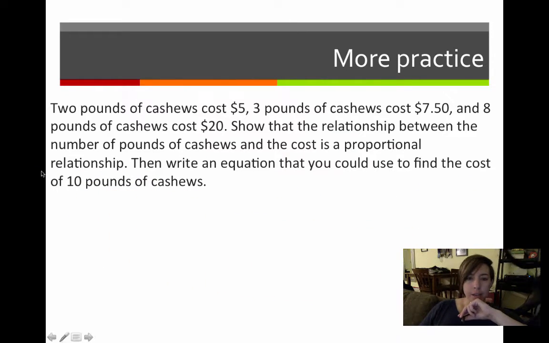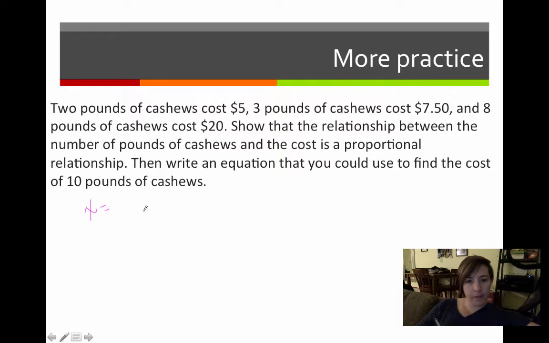All right, so let's look at this with word problems, because it's not always going to be set up in a nice little table for you. So 2 pounds of cashews cost $5, 3 pounds cost $7.50, and 8 pounds cost $20. Show that the relationship between the number of pounds of cashews and the cost is a proportional relationship. Then write an equation that you could use to find the cost of 10 pounds of cashews.